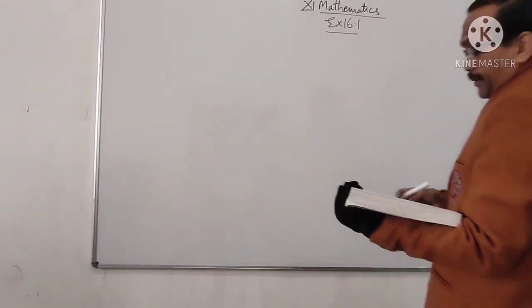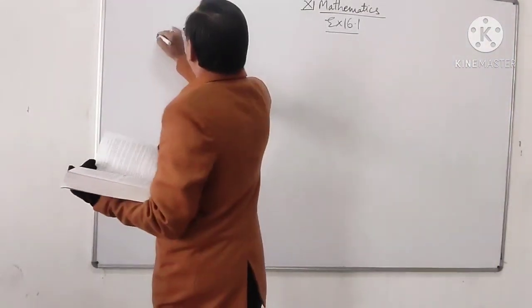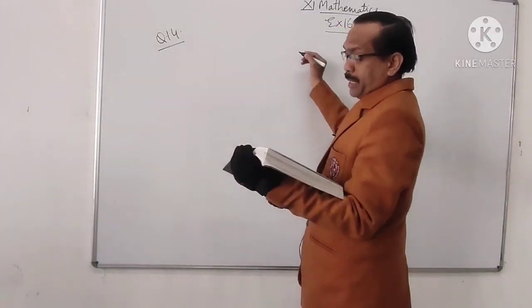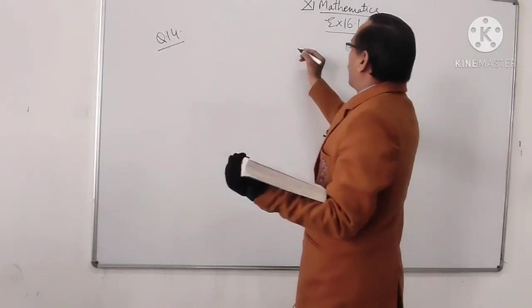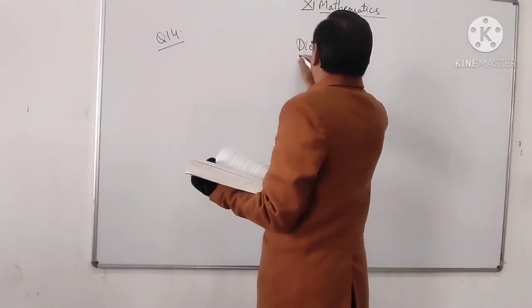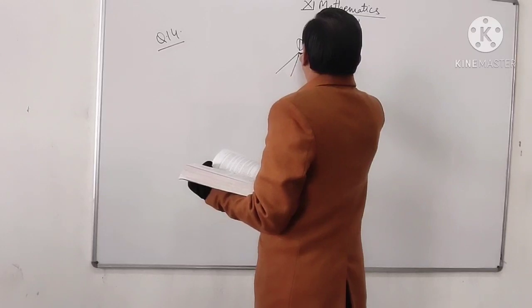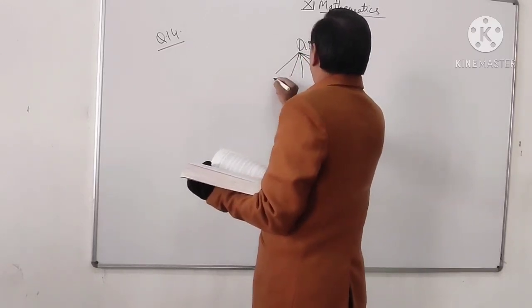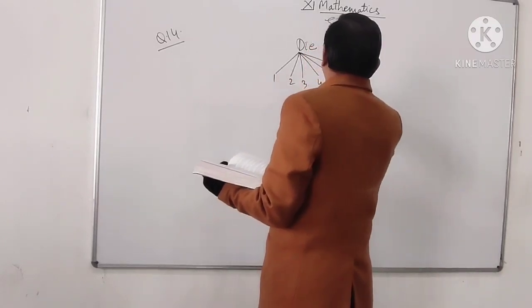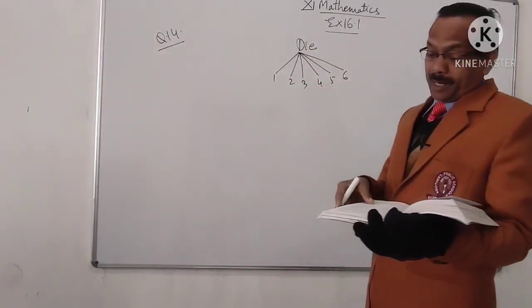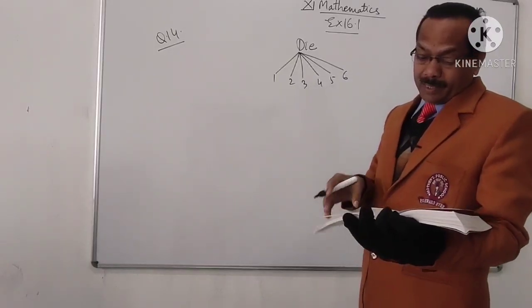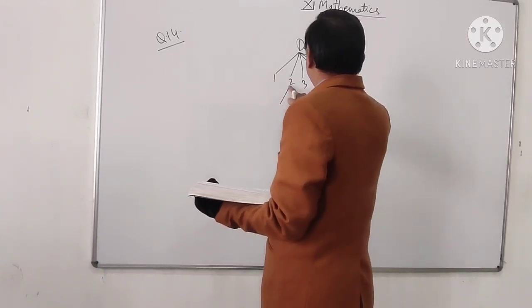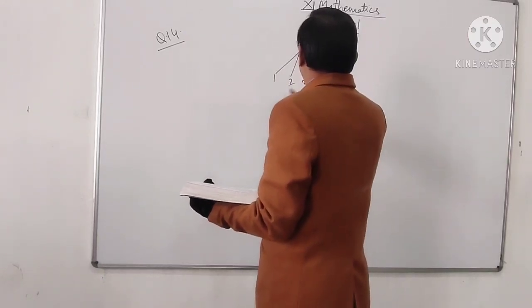So, students, see the solution. An experiment consists of rolling a die. So there is a die, it has 6 outcomes: 1, 2, 3, 4, 5, 6. And then tossing a coin once if the number on the die is even. So there is a coin and the number is even.